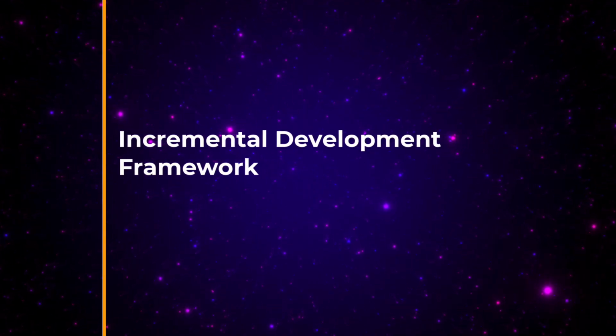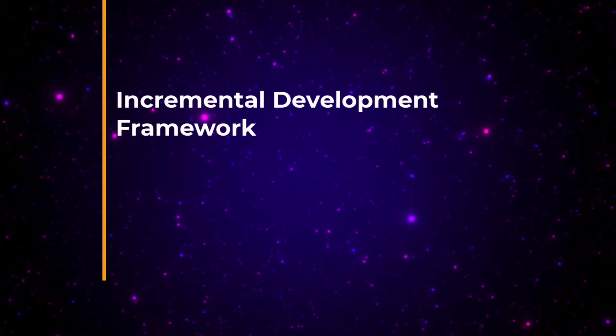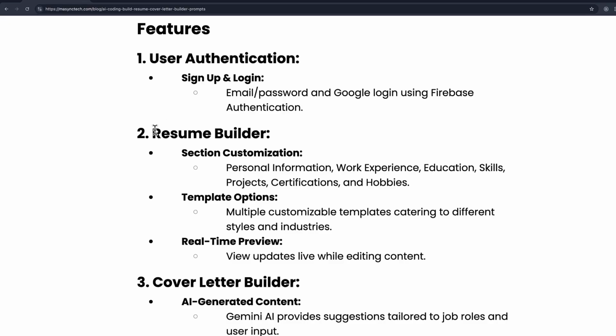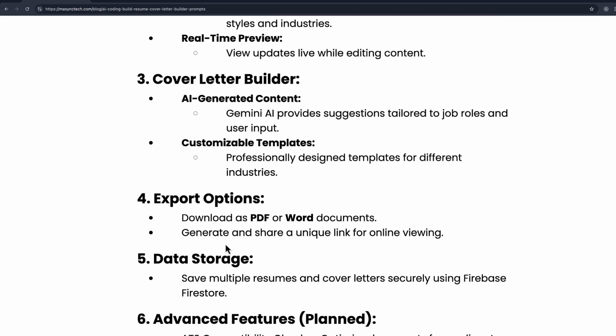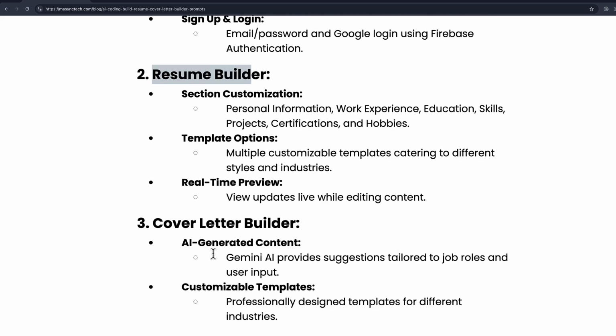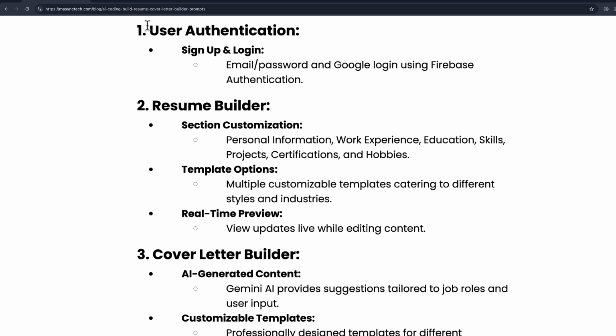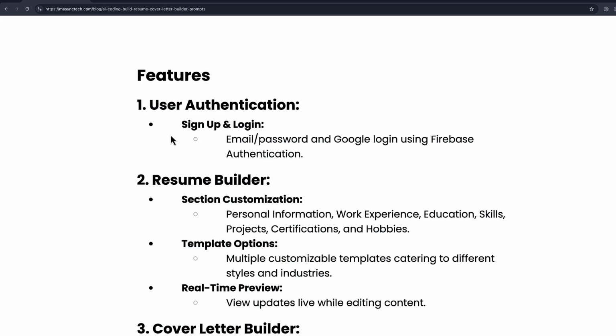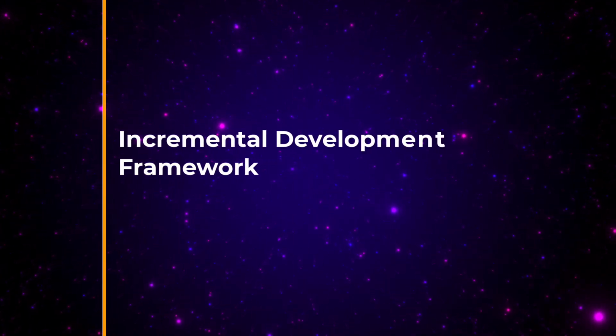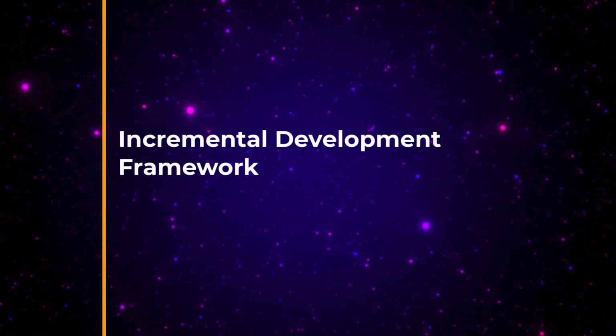What do I mean? Let's get into the features for this project. One is authentication, resume builder, cover letter, export options, and data storage. In this case, if you provide all the features to the AI, even though it can generate the code for you, it will not be efficient. Instead of providing the entire features, we are going to develop the application feature by feature. This is what we call incremental development framework.